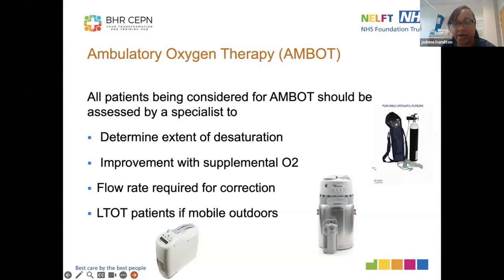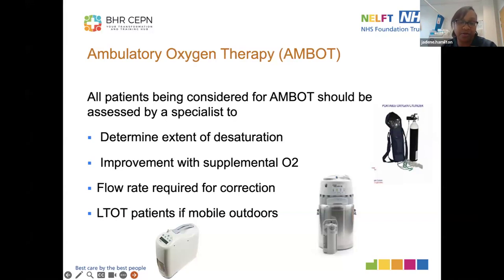And on the picture here, I have the three different types that we have. We have the cylinders, even though we say they are small, they're quite heavy. They're about 7 pounds. And if we're thinking of our frail patients, they're not able to walk and carry these cylinders. So that's a consideration. The middle one that looks like a barrel, that's liquid oxygen. So again, if we're thinking of giving that as their oxygen therapy, they will need to have storage for the barrel, and then they fill the canisters themselves to take out.